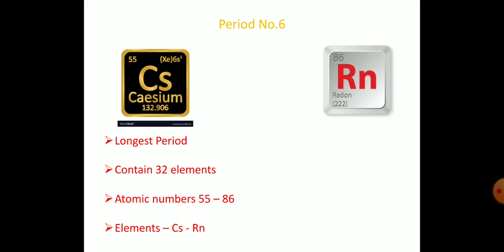So what are the things we have known about period number 6? It is the longest period. It contains 32 elements. The atomic numbers are from 55 to 86, and the elements are from cesium to radon. Is it clear, students? Yes. Let us move on to period number 7.